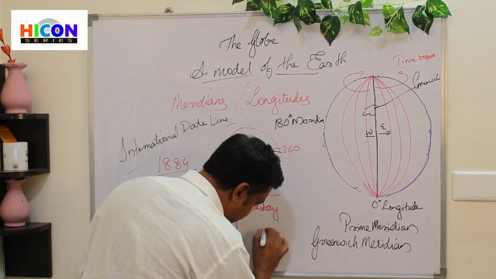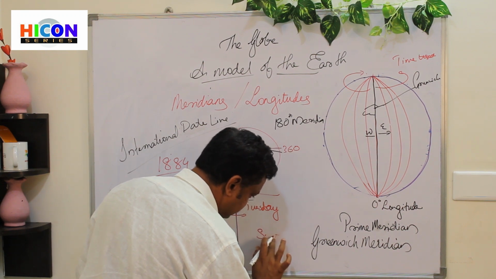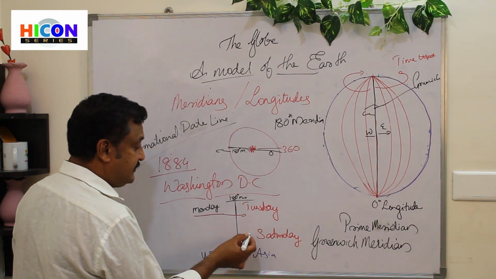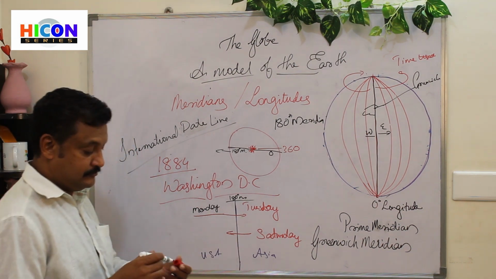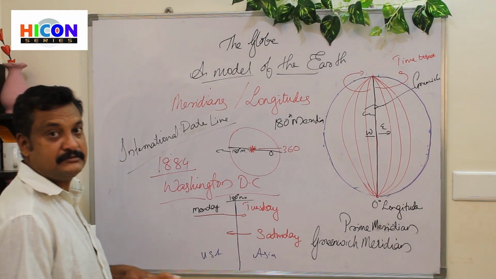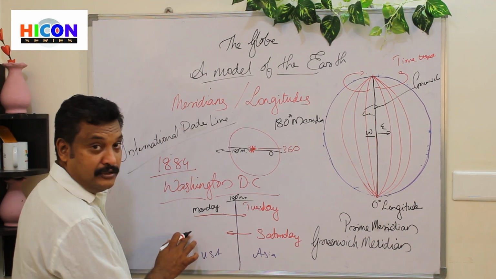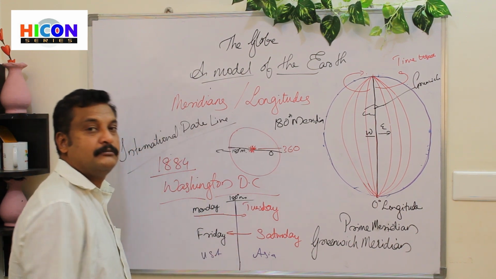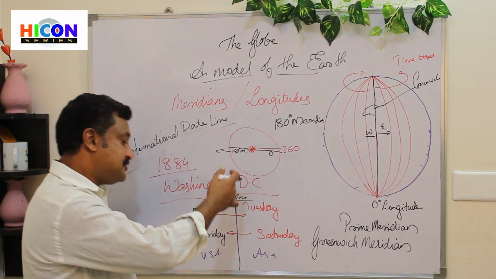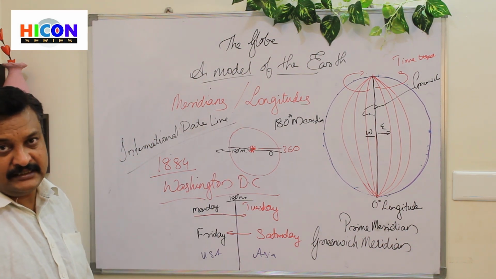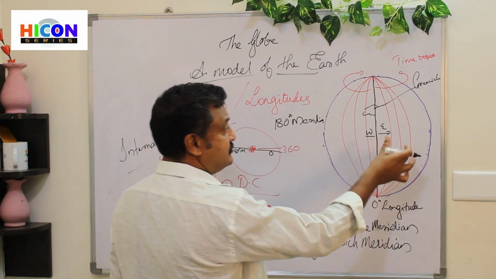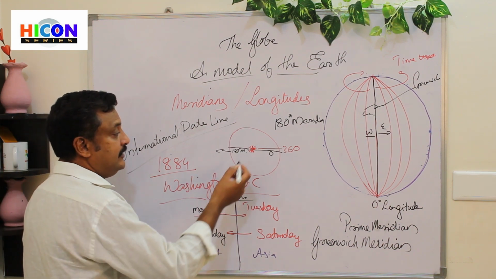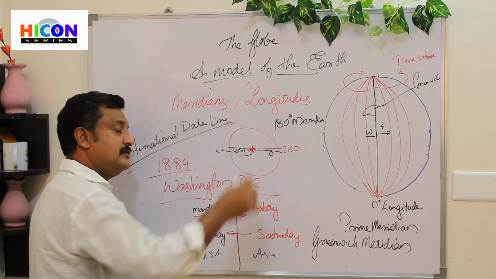Imagine on Saturday you started from Asia, and by Saturday noon itself you have crossed this line. But what happens? You reach here on a Friday. So the international date line is adjusted in such a way that the entire time zones will not get collapsed. So 180 degree meridian is known as an international date line.